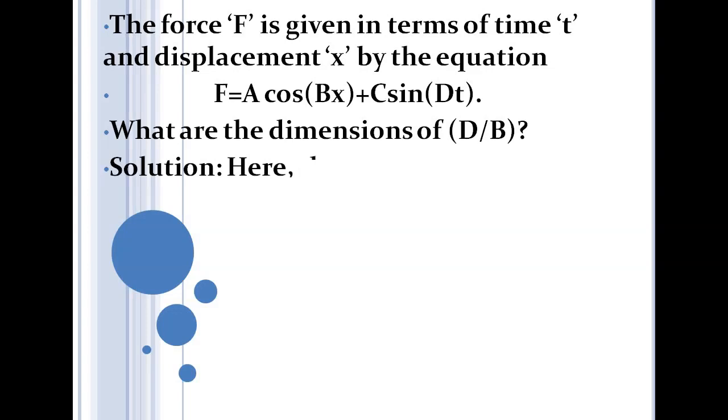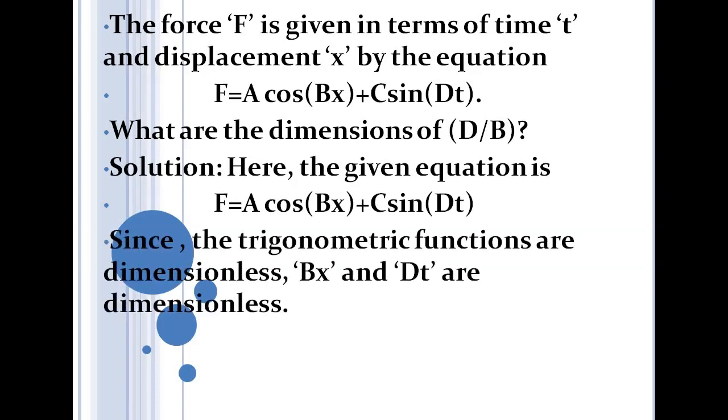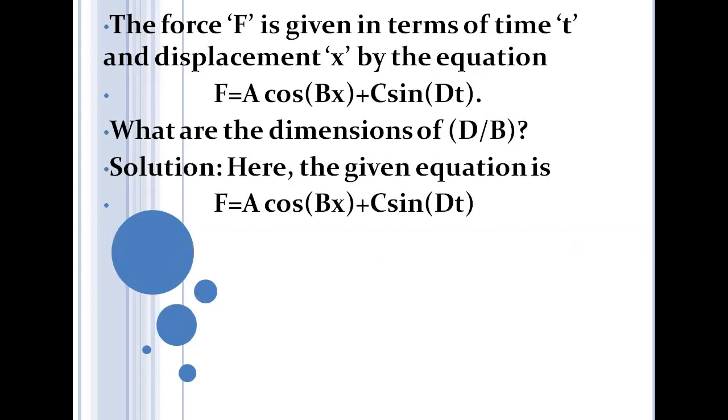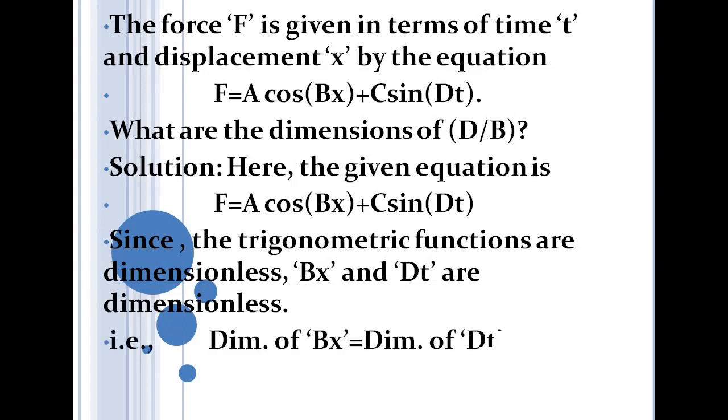Trigonometric functions are dimensionless. Your cos bx and sin dt are dimensionless. That means bx and dt have no dimensions. So in terms of dimensions, they must be equal. Given physical equation once again is F equals to a cos bx plus c sin dt, and bx and dt are dimensionless because they are trigonometric functions. So dimensions of the bx must be equals to dimensions of the dt.